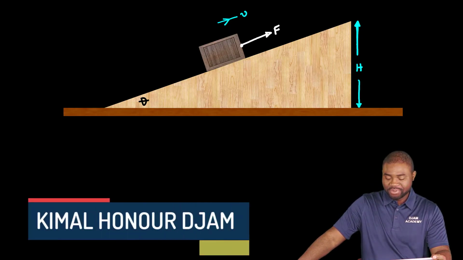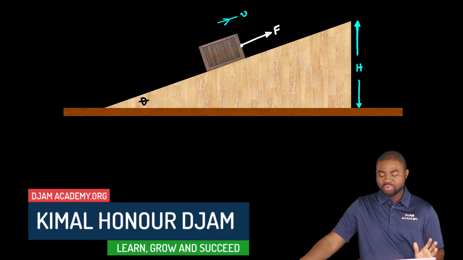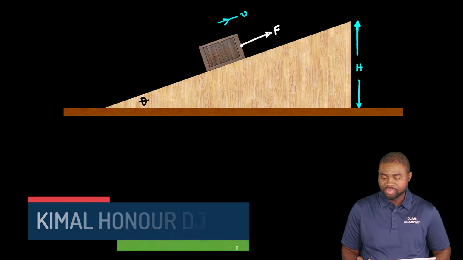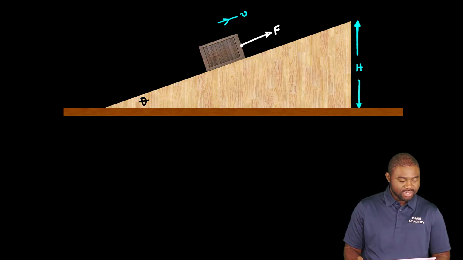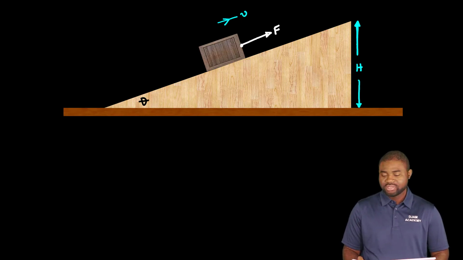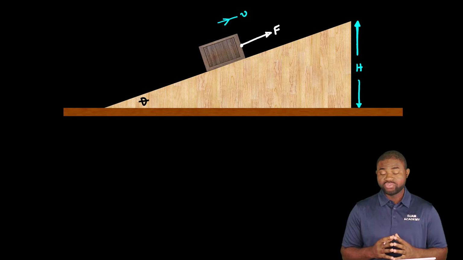In this example, we have a box of mass m being pulled up an inclined plane by a force of constant magnitude F at a constant speed. We are required to calculate the rate at which the force F is doing work on the box, and the rate at which gravity is doing work on the box.